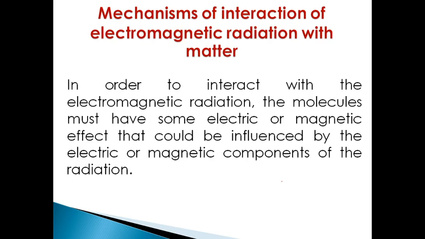Now let us concentrate on the mechanism of interaction of electromagnetic radiation with matter. When electromagnetic radiation interacts with matter, there must be some changes that take place in the matter. Those changes can be recorded and finally interpreted to determine the structure of an organic compound. So now let us know how the interaction takes place. Between electromagnetic radiation and matter, what is the key idea for the interaction? The main key idea is nothing but the charge.